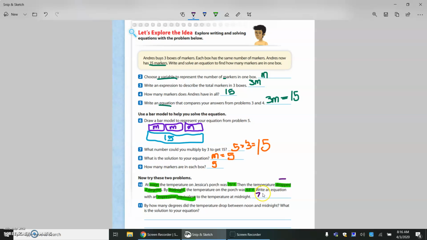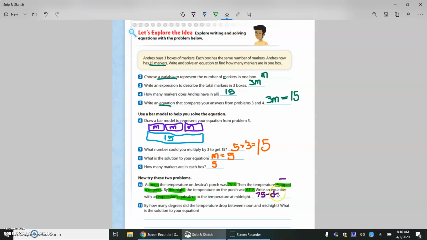Now, it doesn't say to solve, it just says write an equation. So we don't have to solve this. You could if you really wanted to, but it just wants us to write an equation. Sorry, my equal, well, no, we're not doing that. That was not cute.